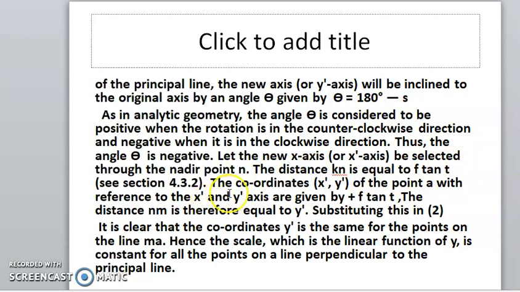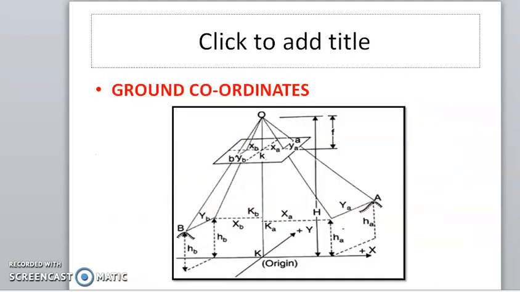The coordinates x', y' of the point with reference to the x', y' axes are given by plus f tan t. The distance nm is therefore equal to y. Substituting in equation 2, it is clear that coordinate y' is the same for all points of the line ma. Hence, the scale is a linear function of y, and constant for all points of a line perpendicular to the principal line. Okay, this finishes scale, vertical and tilted scale.